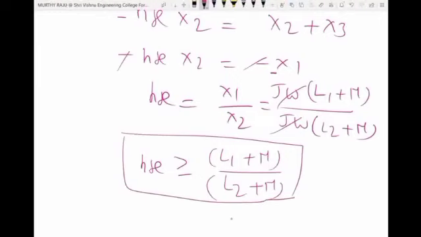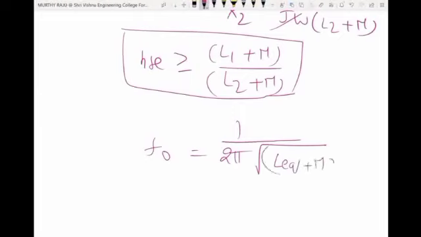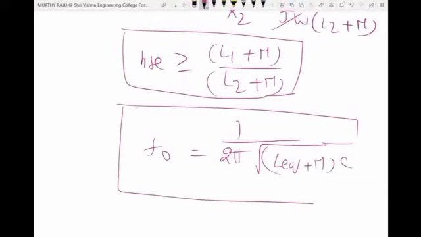Frequency of oscillations f naught is equal to 1 by 2 pi square root of L equivalent plus M into C. These are the two important expressions related to the Hartley oscillator.